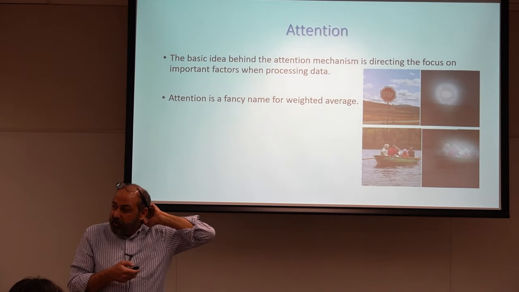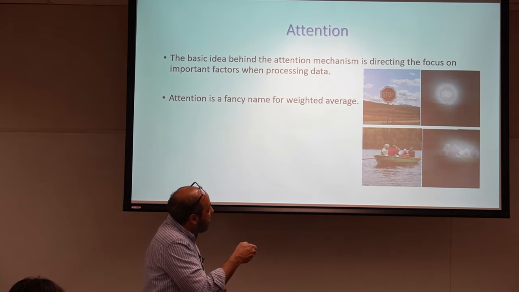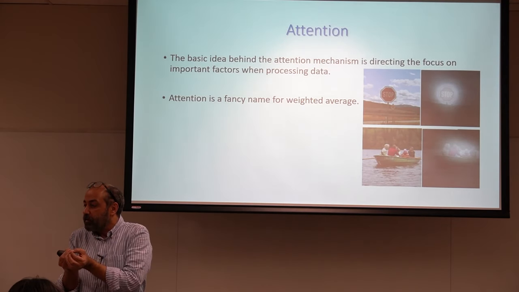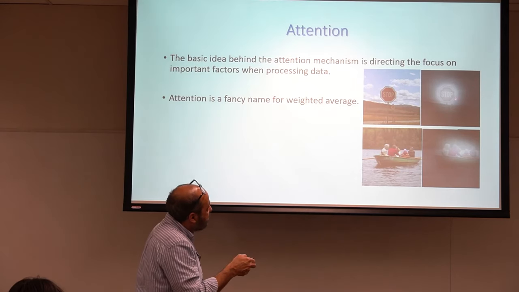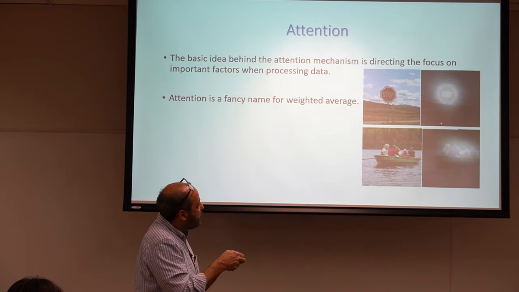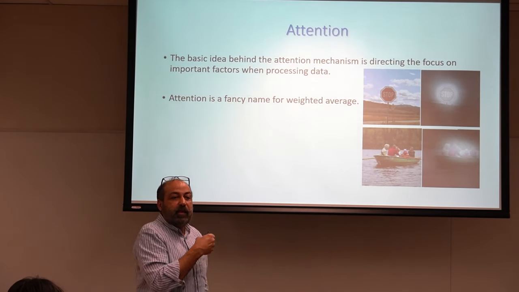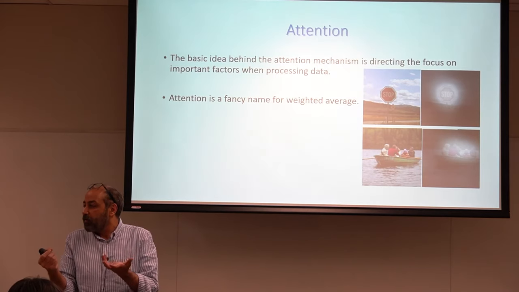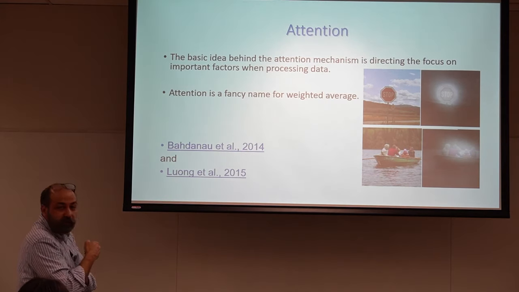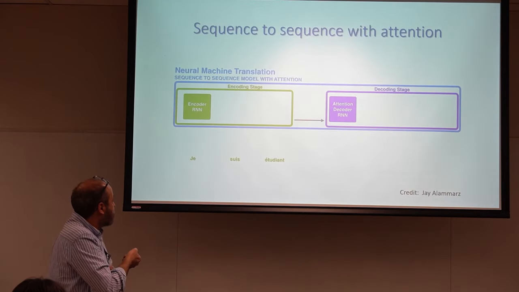I would say that attention is a fancy name for weighted average, because the second image can be created from the first one by a weighted average of pixels. If I compute the weighted average in a way that gives higher weights to this part and low weights to the rest of the picture, it leads to this one, right? So that's basically what's happening in attention. Attention is weighted average. And this was introduced in 2014 and 15 in two important papers in the context of language.